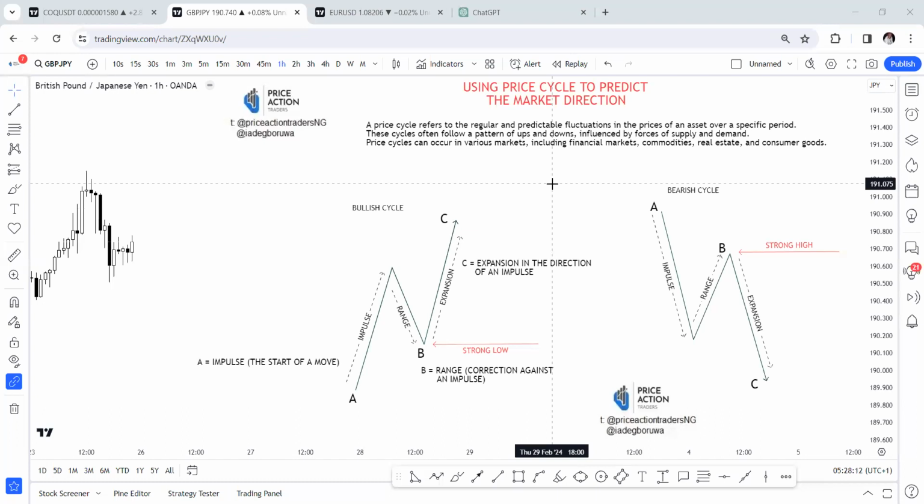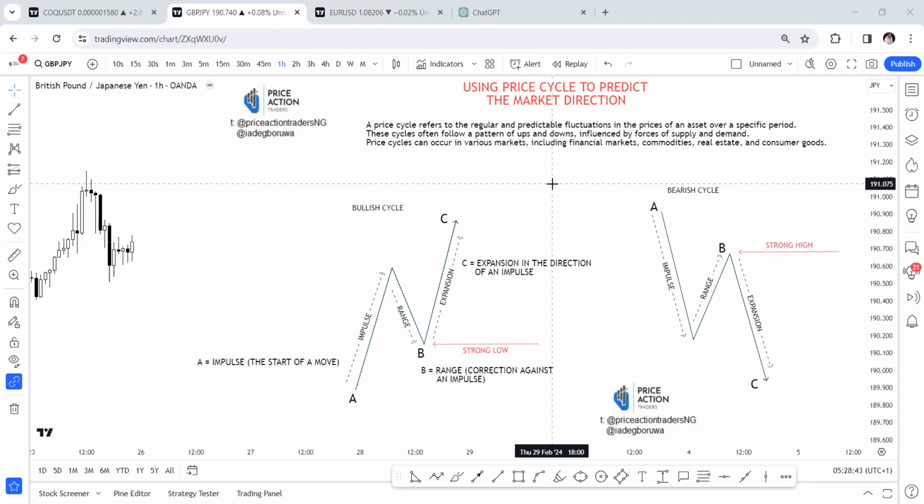So what do you understand? What do we understand by price cycle? Price cycle refers to the regular and predictable fluctuations in the prices of an asset. It could be gold, it could be forex, it could be stock markets and indices. It could be crude oil or commodities, any financial market, even real estate or retail businesses and the rest of them.